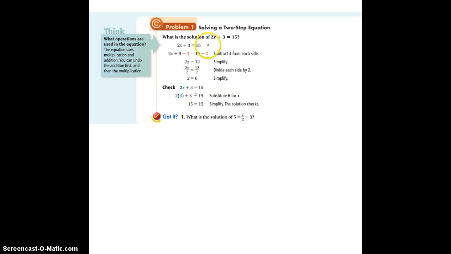All right, so this is the one that we just went through. And now down here, what is the solution of 5 equals t over 2 minus 3? So I'm going to write that out. 5 equals t divided by 2 minus 3. So here we have division. Here we have subtraction. So if I do my reverse order of operations, that means I'm going to get rid of the subtraction first. To get rid of the subtraction, we do the opposite.